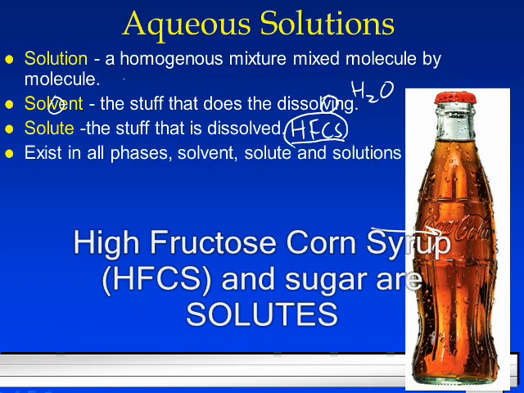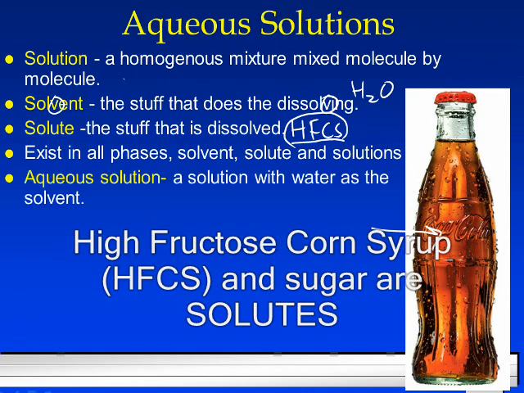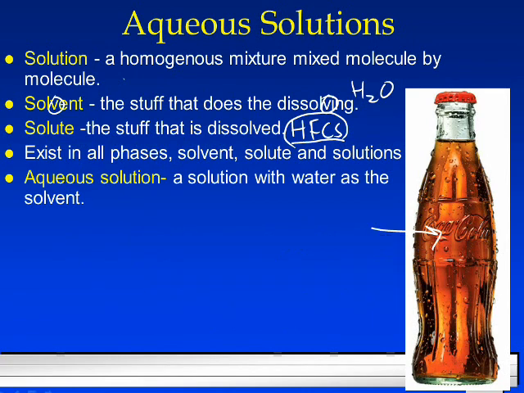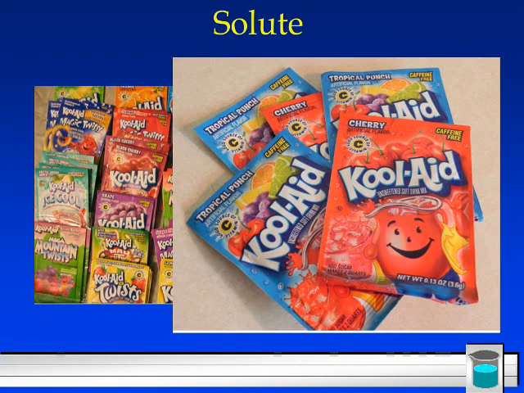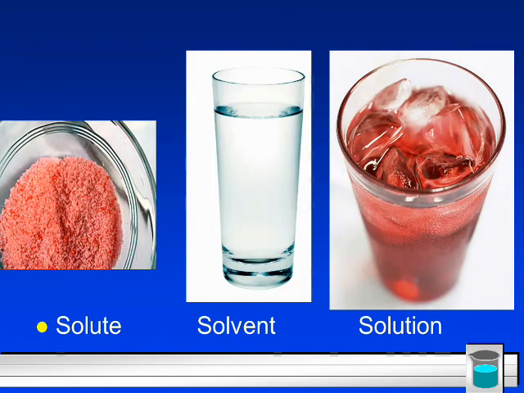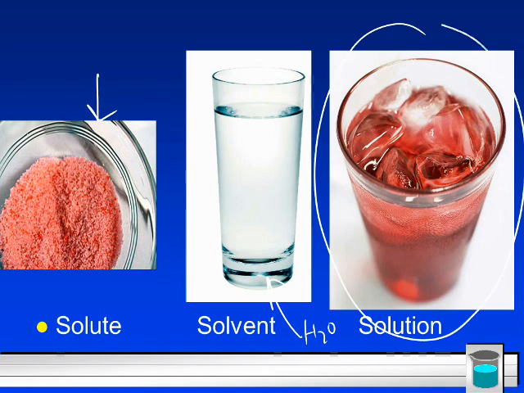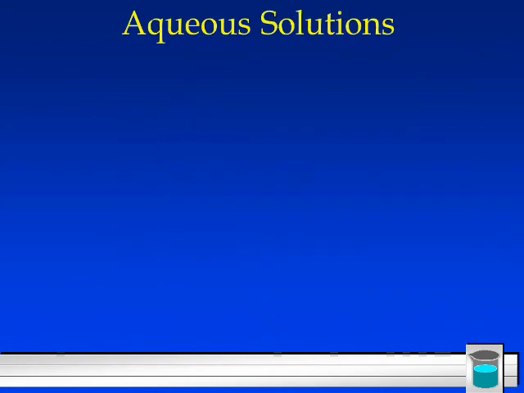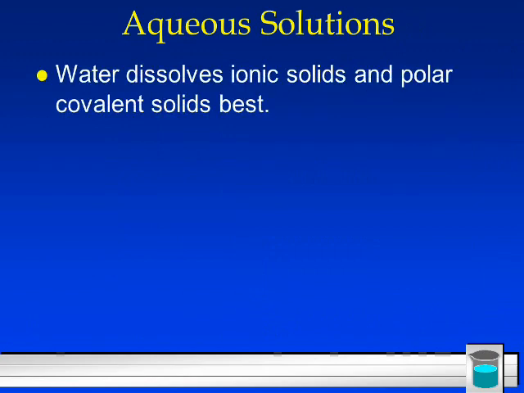We can have solvent, solute, and solutions existing in all phases. Aqueous solution, a solution with water as the solvent. Here is an example of a solute. Our favorite solute, probably everyone's favorite solute, is Kool-Aid. A solvent is the water, and here's our solution: a nice ice cold glass of cherry Kool-Aid. Now Kool-Aid is also very tasty if you take that ice out and heat it up and have a nice warm glass of Kool-Aid on a summer day. So aqueous solutions are those with water as solvents.